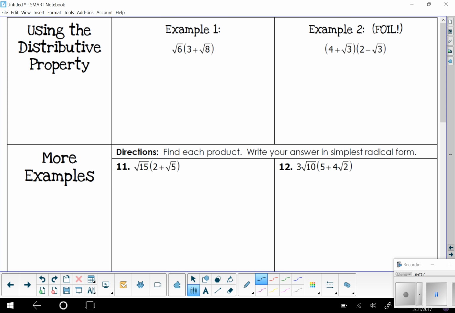And just like with normal distributing, let's go off to the side, and we have x times 3 plus y. We have that problem. What are we going to do with that x? We're going to distribute. And what are we going to get? 3x plus xy.